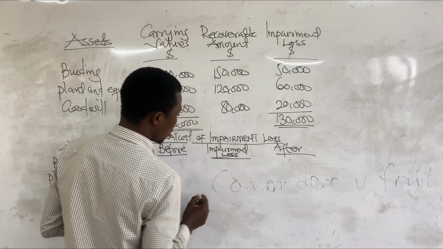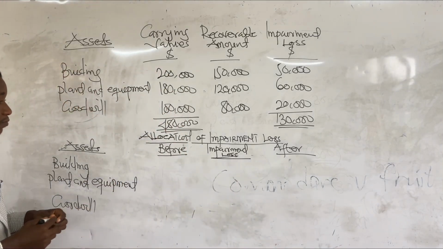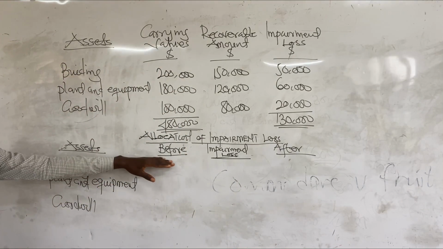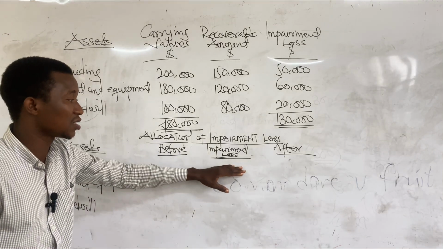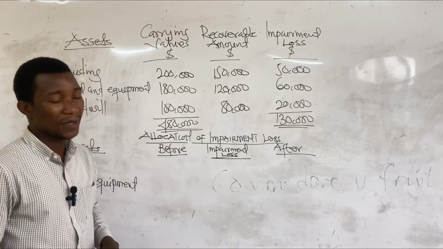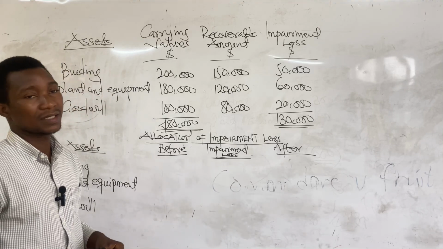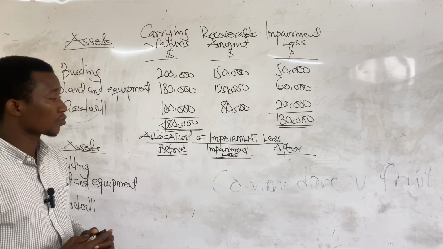Sorry, or in dollars. Is that okay? So we have before impairment, the carrying value before impairment, then the impairment allocation, then we have after impairment, the carrying value of the asset after impairment. Is that okay? All right.